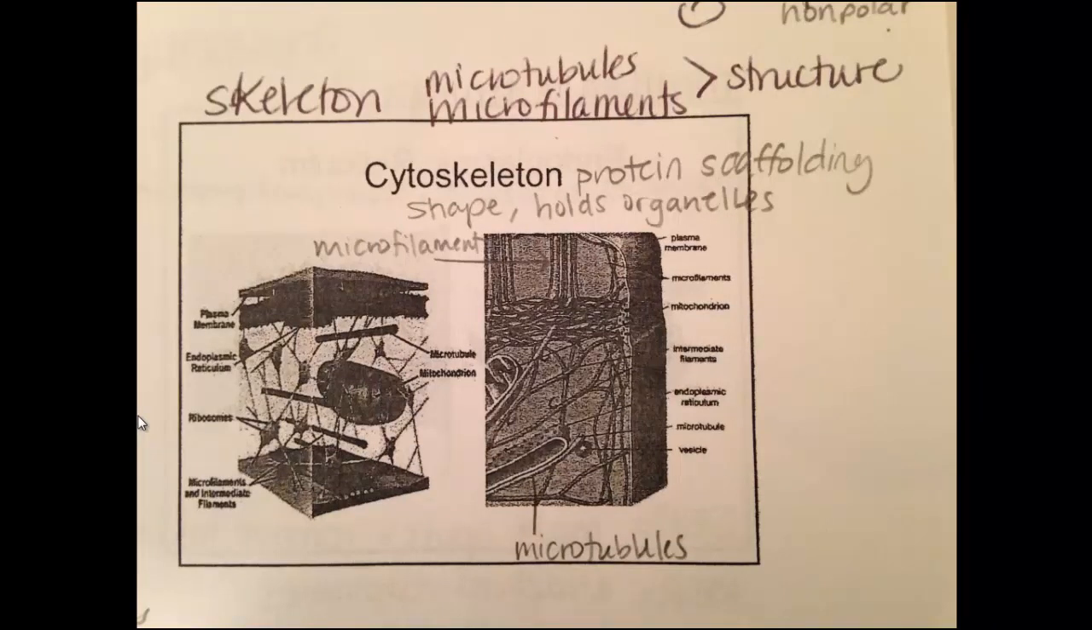The cytoskeleton is made up of two types of fibers, microtubules and microfilaments. These are going to be the scaffolding, the shape. It's going to help hold some organelles in place along with the cytoplasm. And we're going to see a little bit later on that these microtubules are also connected to the centrioles that allow things to travel for cell replication.